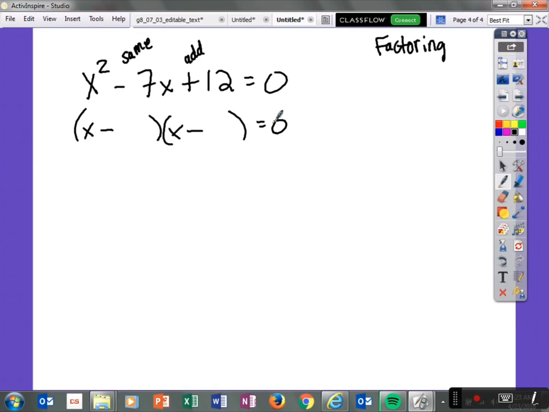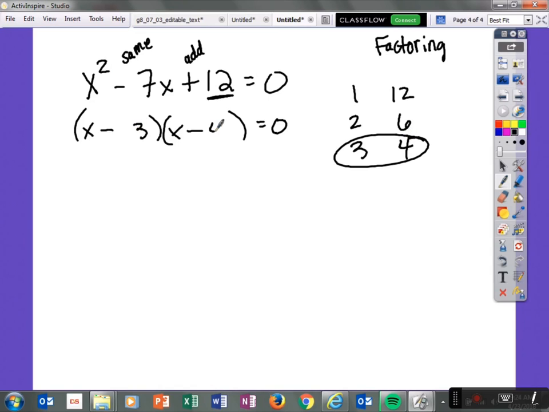We have to find factors of 12 that add to make 7. So 1 and 12 add to make 13, so that's not it. 2 and 6 add to make 8, so we're getting closer. 3 and 4 add to make 7, so that's it. Doesn't matter where they go, because the signs are the same.